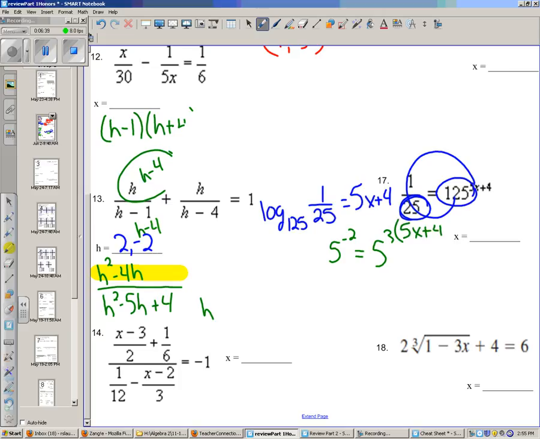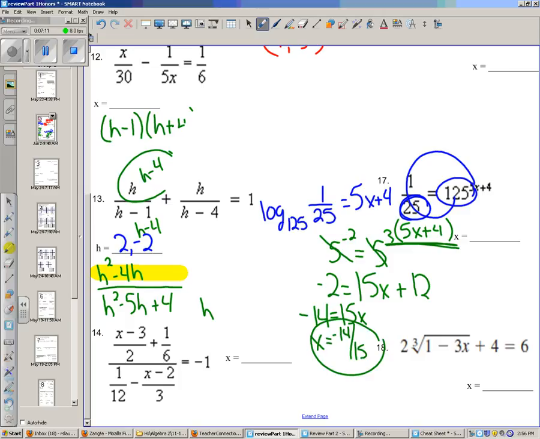But now that the bases are the same, I can just solve with my exponents. So I'm going to go ahead and distribute the 3 into the exponent here. And then now to solve for x, I'm going to bring the 12 over, and then I'm going to divide by 15. So my actual answer is -14 over 15. And on the printable answer key, I accidentally wrote -1 as my exponent right here instead of -2. So this is the correct answer instead of what you guys see on the printable answer key.